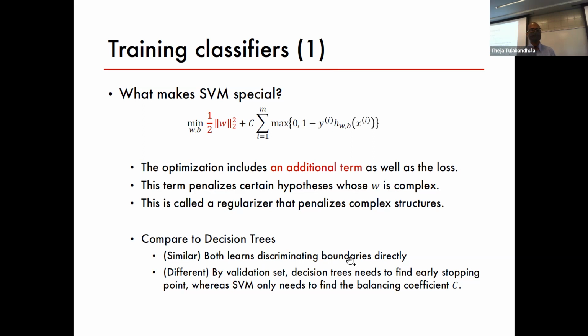So here, they both really focus on discriminating boundaries directly, and that's why the loss function is a little bit non-standard. The difference is that decision trees have to prune, or do early stopping or something like that. That's the way they regularize, the way you prevent overfitting. Whereas with SVMs, you need to deal with this balancing coefficient C. You can have a C here or you can have a C here. They'll have different interpretations, but basically that's the balancing coefficient between the loss and the regularization term. Any questions here?